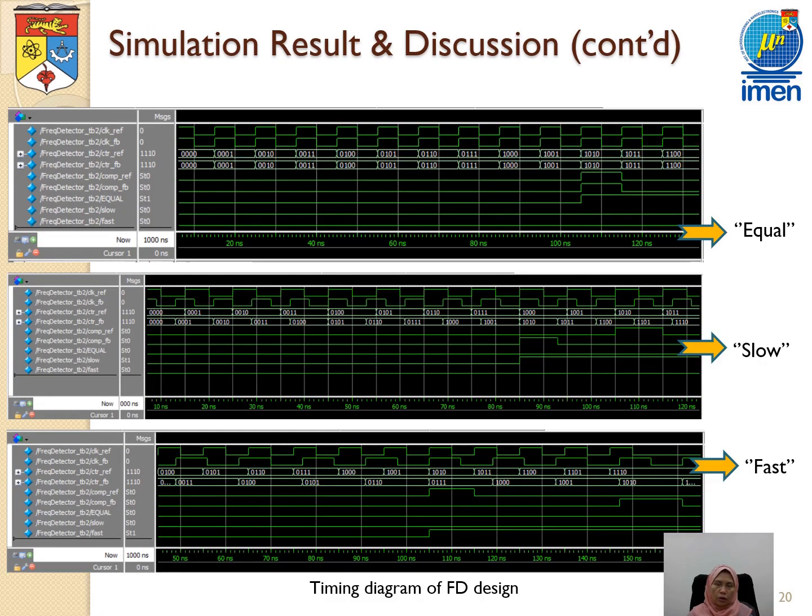So this is the simulation result for the frequency detector. This is for the equal output, this is for the slow output, and this is for the fast output.